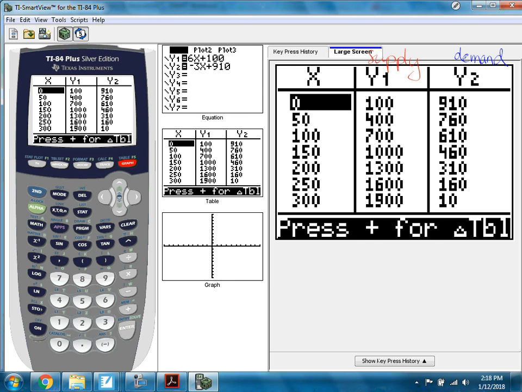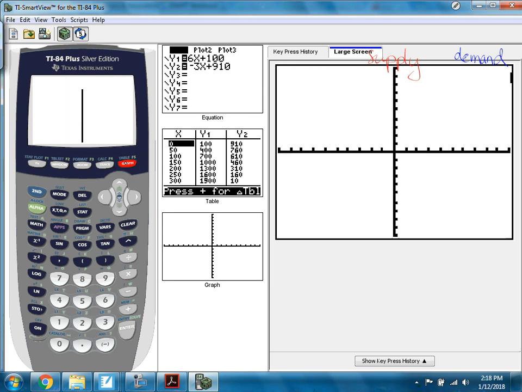So you can fill out the table for 0, 50, 100, and 300. Part B says use the data to graph both linear equations on the same coordinate system. And so what we're going to do is graph it, but let's just press graph and see what happens.